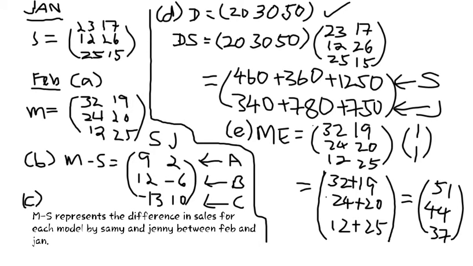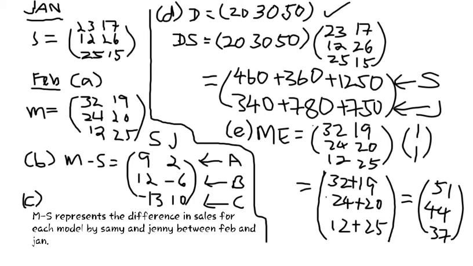Carrying on to our last part, now we are evaluating ME. They have given us E. I have shown you the calculation here, but I have purposely included this step inside here. So you can see that the effect of this matrix E is to allow us to add 32 and 19, 24 and 20, 12 and 25. Basically, we're adding up the rows in the matrix.